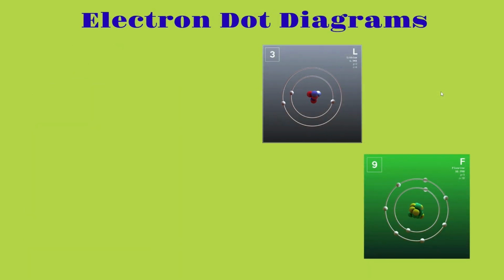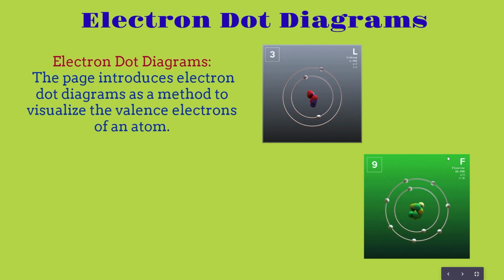So electron dot diagrams. On the right here, these are 2 different electron dot diagrams, and the page introduces electron dot diagrams as a visual to see the valence electrons of an atom. So in this case, we have lithium and we also have fluorine. In lithium, we can see that there's 1 valence electron on the outermost shell, and inside of fluorine, there's 7. So using electron dot diagrams can actually help you to visualize how many valence electrons there are inside of an atom.